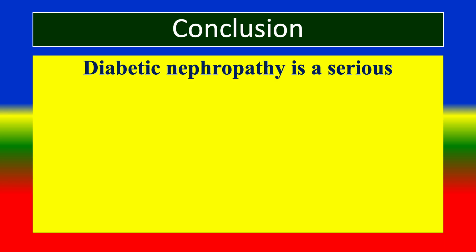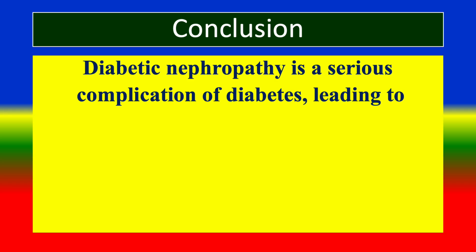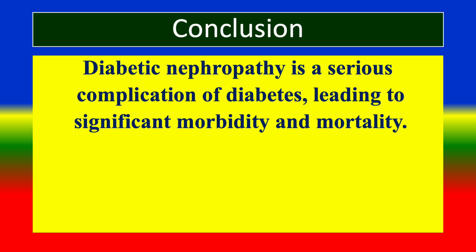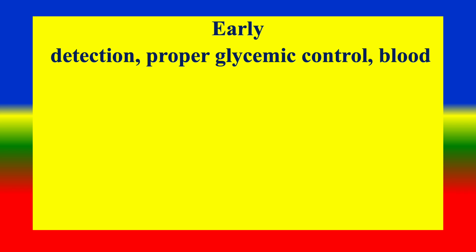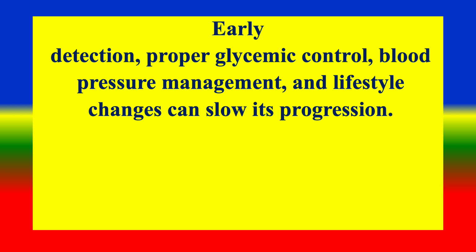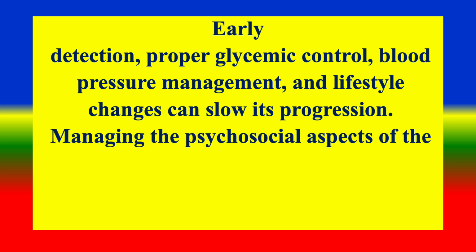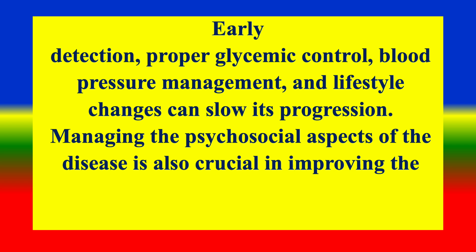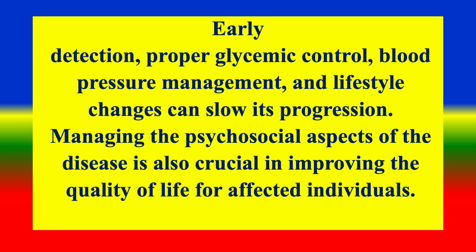In conclusion, diabetic nephropathy is a serious complication of diabetes leading to significant morbidity and mortality. Early detection, proper glycemic control, blood pressure management, and lifestyle changes can slow its progression. Managing the psychosocial aspects of the disease is also crucial in improving the quality of life for affected individuals.